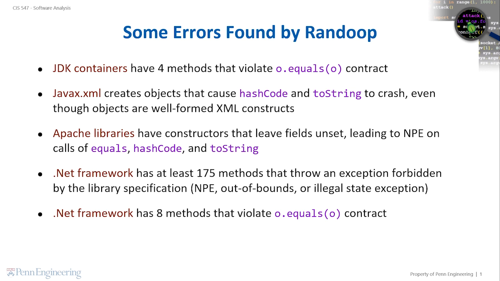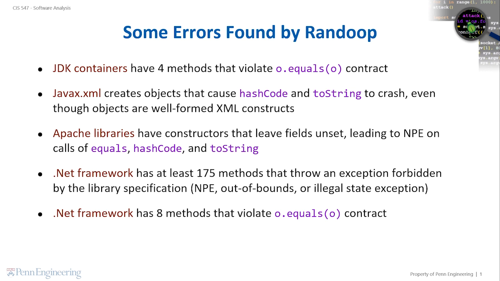Randoop also found that the JDK's XML library can create objects that cause the hashCode and toString methods to crash, even though those objects are well-formed XML constructs. In the Apache library, Randoop revealed constructors that leave fields uninitialized, leading to null pointer exceptions on calls to equals, hashCode, and toString methods. Randoop also found many errors in the .NET framework.